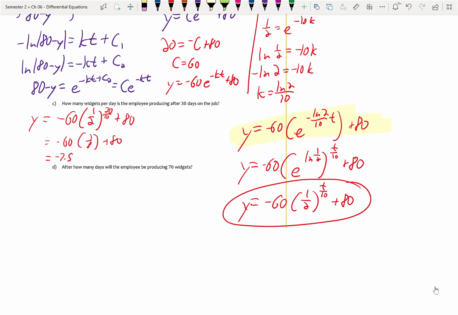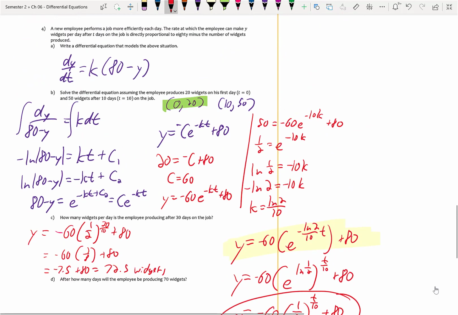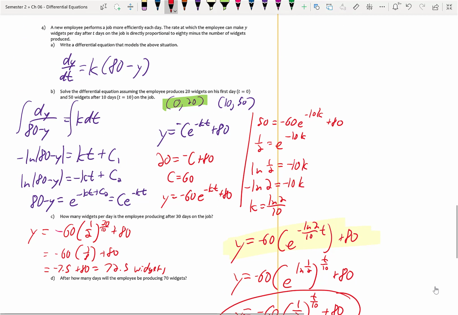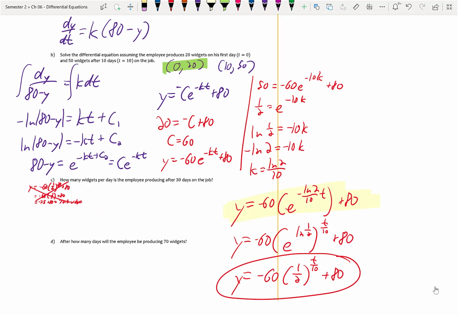Oops. Or 72.5 widgets produced after 30 days. Oh, hang on. This is my bad. This is not asking how many widgets they produced. I kind of messed that up, and I'm glad I did, because the question is widgets per day. This is a question about the differential equation.